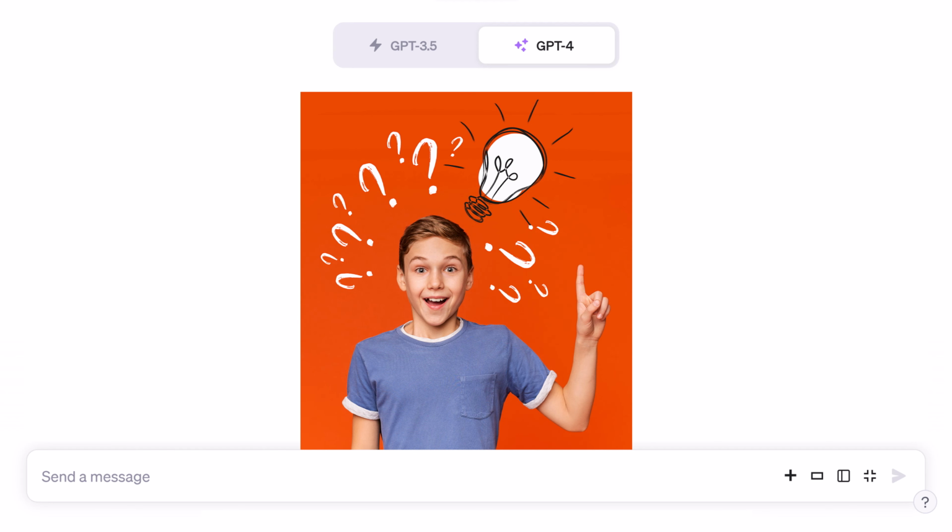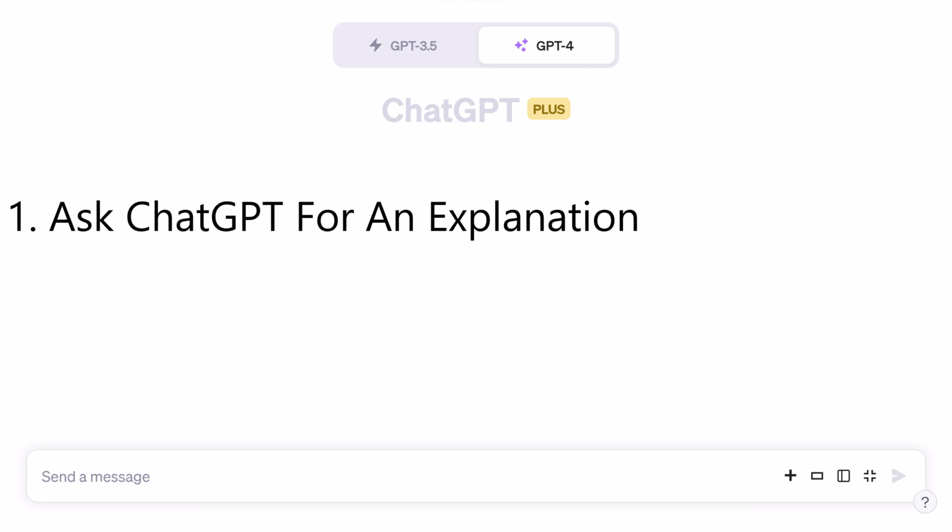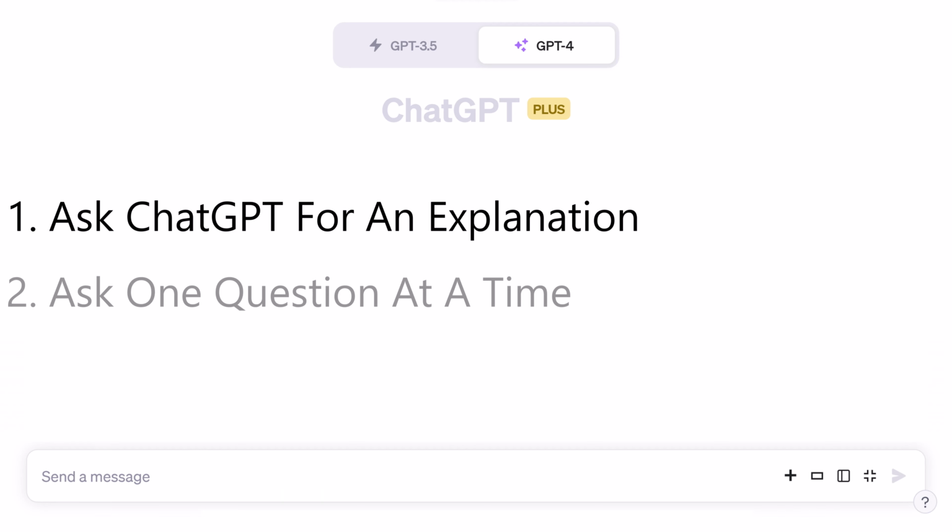Let's talk again about how this informs our use of ChatGPT. First, it may be worth asking ChatGPT for an explanation because that may prompt it to provide a more accurate response. Second, ChatGPT caps how many resources it uses to answer a prompt. If you give it a list of questions, it is more likely to use simpler algorithms to answer them than if you give it one question at a time.